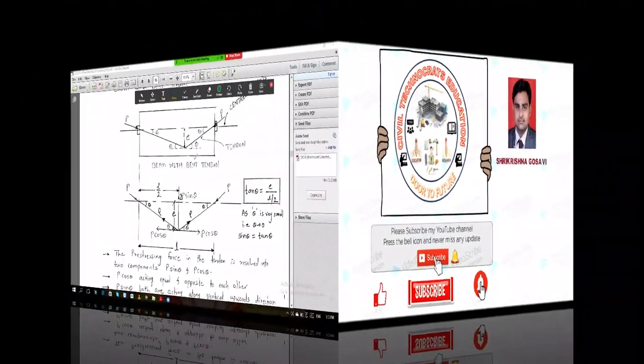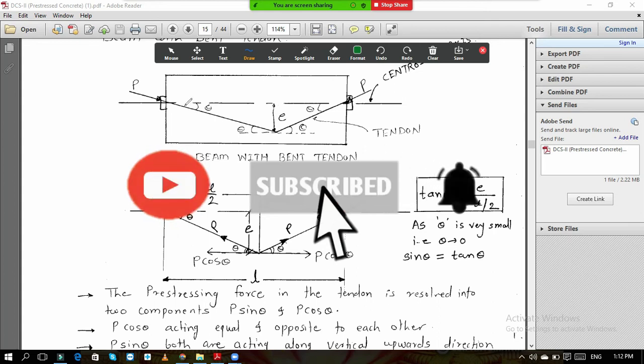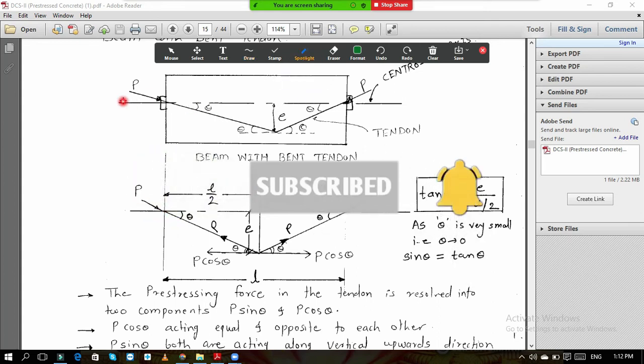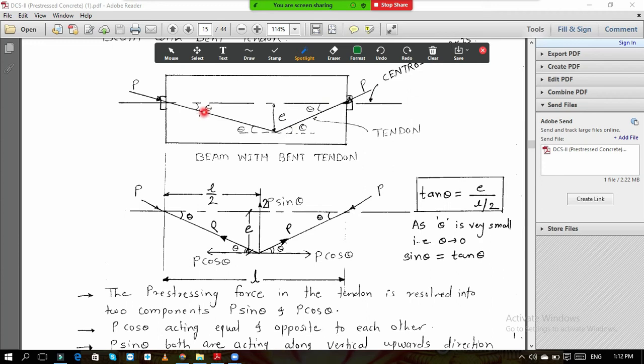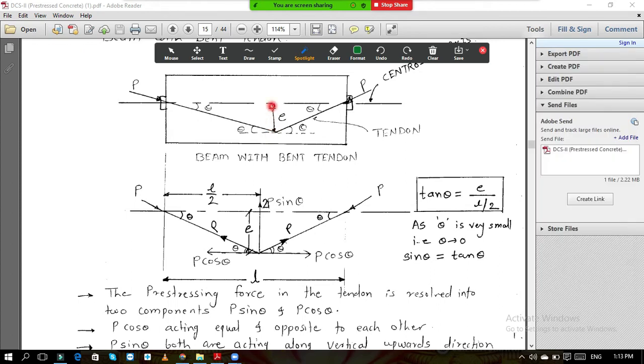Yesterday we have seen this concept of load balancing. Here you see that the tendon is provided in bent form. The bent tendon has eccentricity 0 at both the ends, because it is meeting at the neutral axis. At the center, some eccentricity is present, and that eccentricity is e.